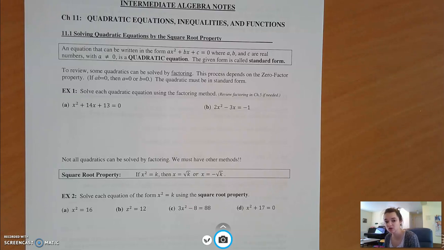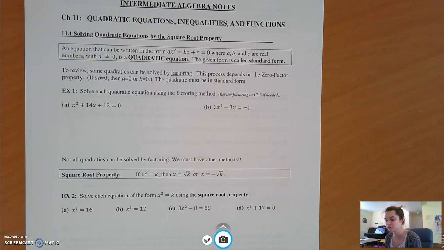If you need a review of factoring, that's in chapter 5, okay? So review factoring in chapter 5 if you need to. So let's do a couple quick examples of solving by factoring, okay? And obviously this doesn't work for all quadratics, it only works for quadratics that factor, okay?